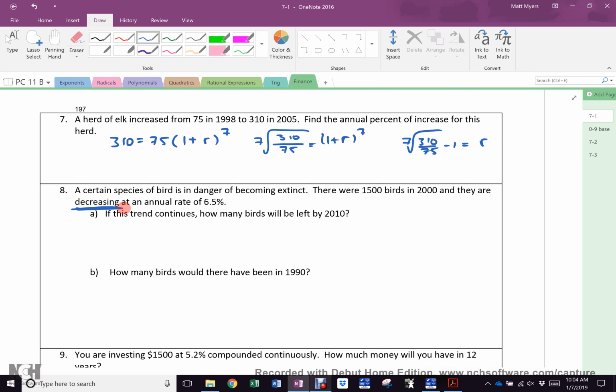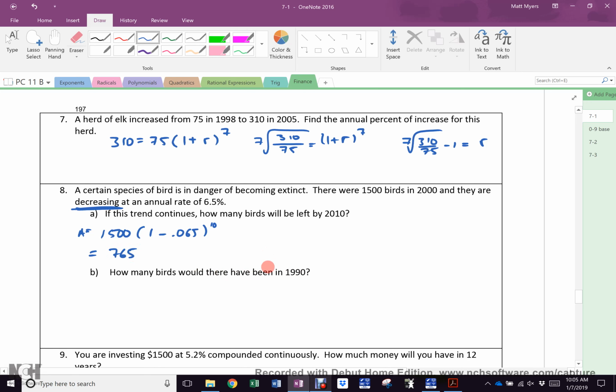Yep. So, what did I start with? 1,500. 1 minus, but what am I writing here? 0.065 per year. And how many years? From 2000 to 2010? 10. And when you punch that in, you'll get your answer. What was it, Louis? 765? Sounds good to me. Somebody had a number for me.